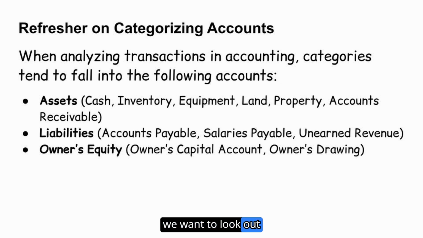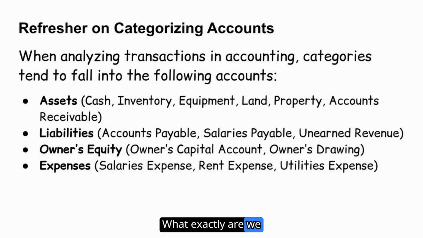Another account we want to look out for is the expenses. What exactly are we spending money on for the business? This could fall under accounts like salaries expense or utilities expense. Also keep in mind that an expense is incurred when an asset is being used. So if you buy supplies, you would not initially record it as a supplies expense until you actually determine how many supplies are being used. Otherwise, it just remains as an asset called supplies.